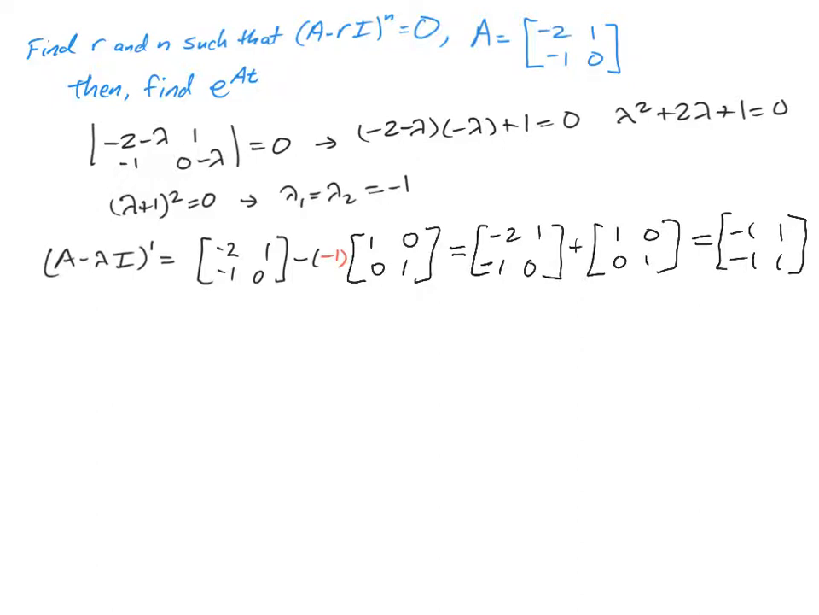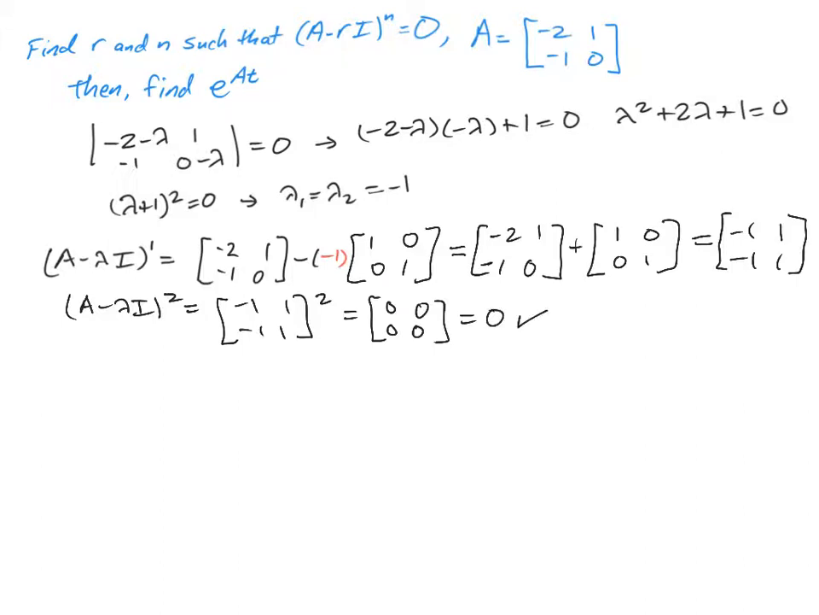So now let's go through and find (A minus lambda I) squared. So that's the matrix we just found, -1, 1, -1, 1, squared. And if we square that matrix out, we quickly see that if we take -1 plus 1, we get 0. And the same thing happens for the second row. So we do get a row of zeros for each, and we get the 0 matrix. All right, so the next thing to do is now find the matrix exponential.